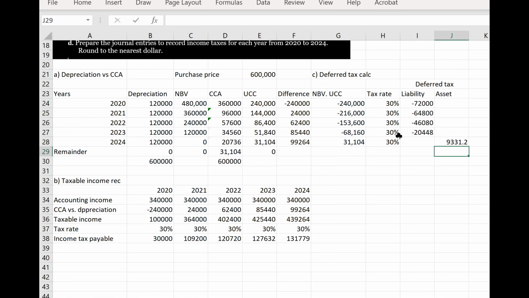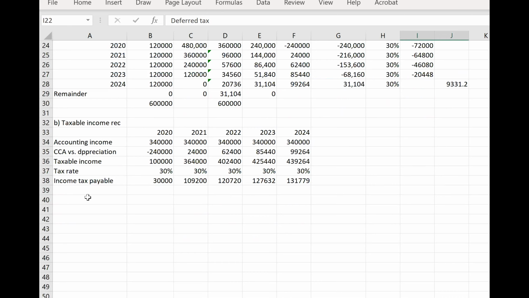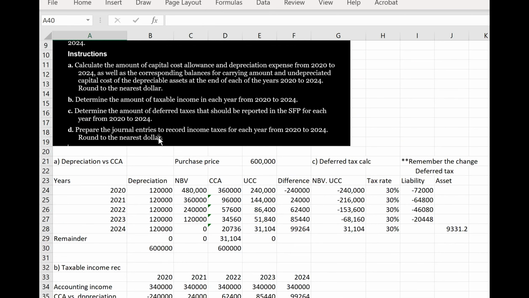Now, it's important to remember that when we record the deferred tax, we need to use the change. Remember the change. So we're not recording the entire amount in each journal entry. We're only recording the change in each year. Okay, so now let's look up to D, and it says prepare the journal entries to record income taxes for each year from 2020 to 2024.